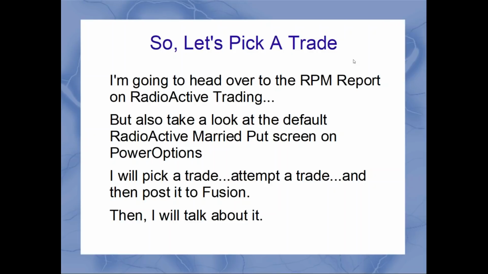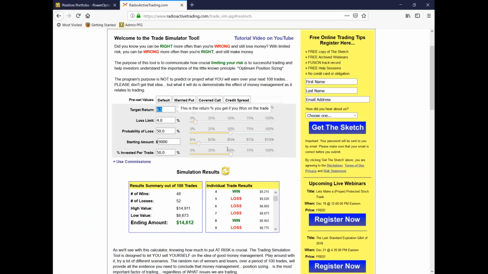All right, so let's pause again. I'm going to navigate over to radioactive trading once more. I'm going to show the screen, but this time I'm going to hide the icons there. Here we are still at the Trade Simulator tool. I do encourage you after this webinar to go to radioactive trading, go to the Resources tab, click on the Trade Simulator there, run your numbers for the structure that you were doing in 2018.